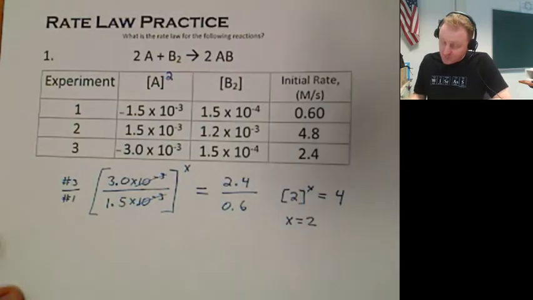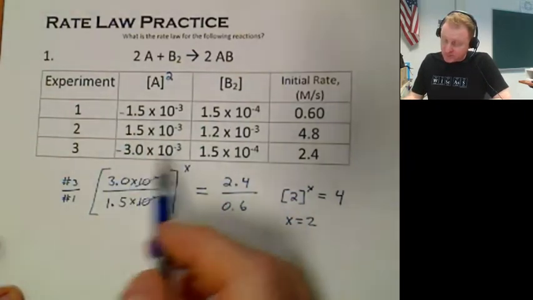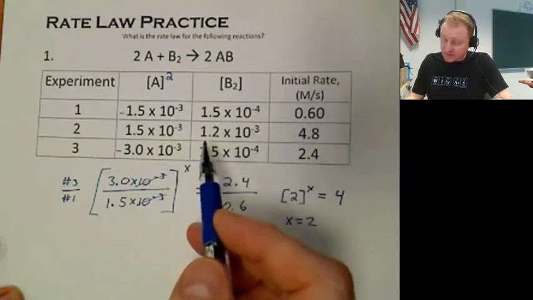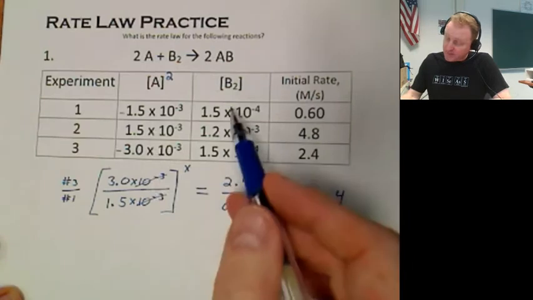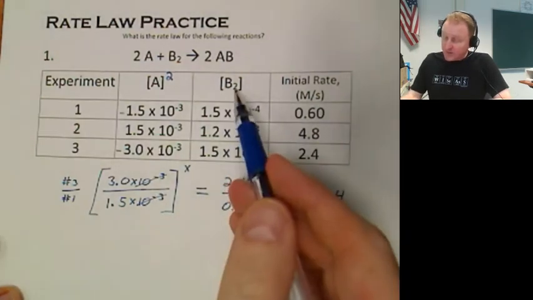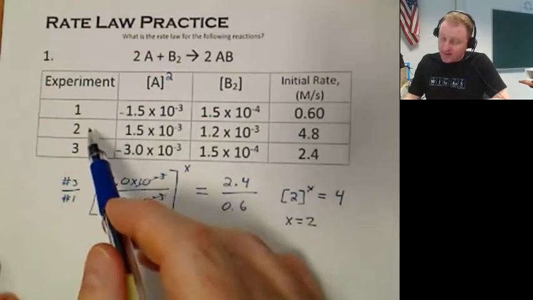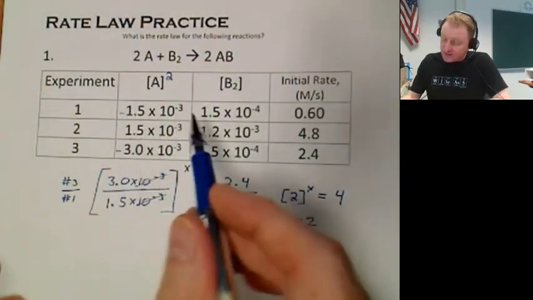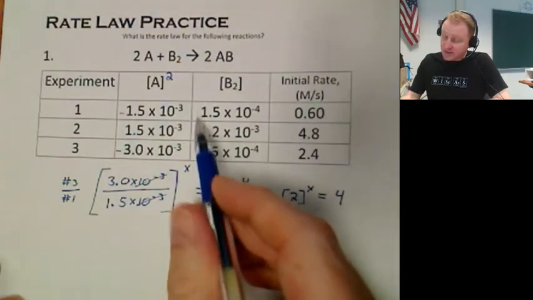Now for B, which experiments would we choose to analyze? Again, why we picked A, 1 and 3, was because between 1 and 3, B didn't change. So for B, we want to find examples where A doesn't change. If we look at experiments 1 and 2, we can see A doesn't change, but B does change. Therefore, the change in concentration is entirely due to B.